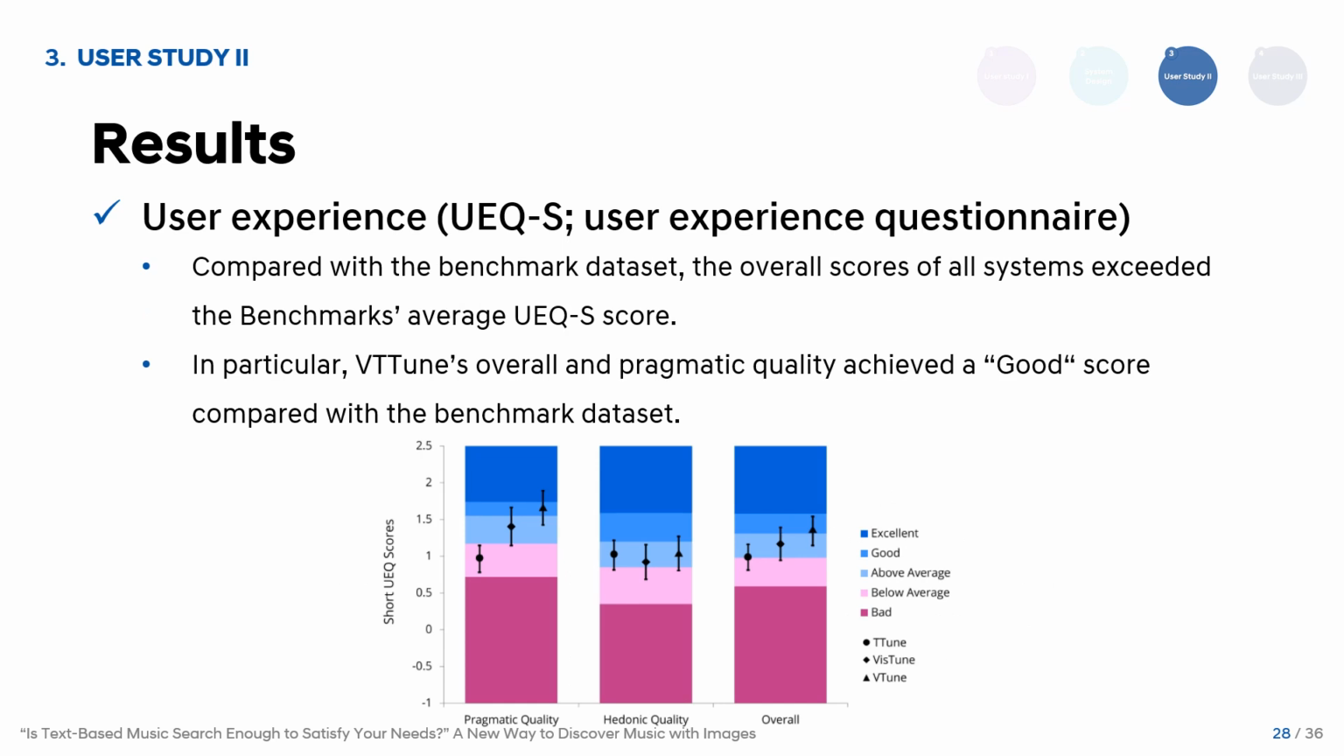We compared the average score of UEQS benchmark dataset with the scores of each of the 3 systems. Overall, all systems scored higher than the benchmark dataset. Specifically, VTTune's pragmatic quality was rated as good compared to the benchmark, indicating superior performance where only 10% of benchmark results were better than VTTune, while 75% were worse.